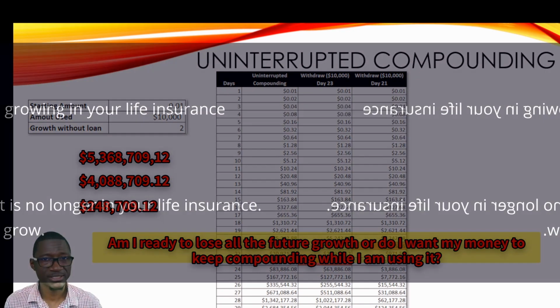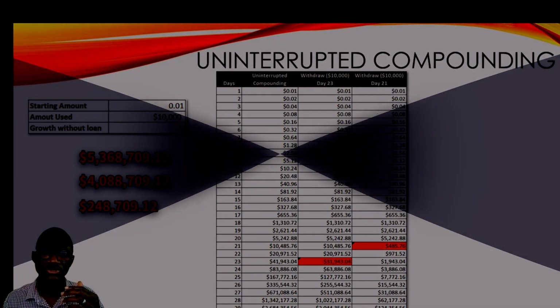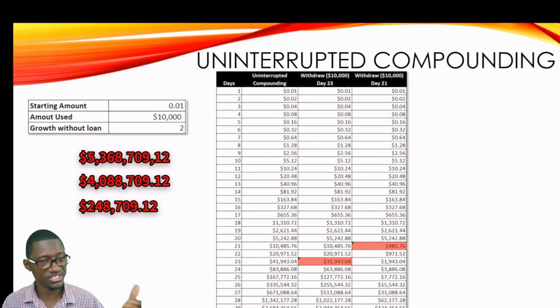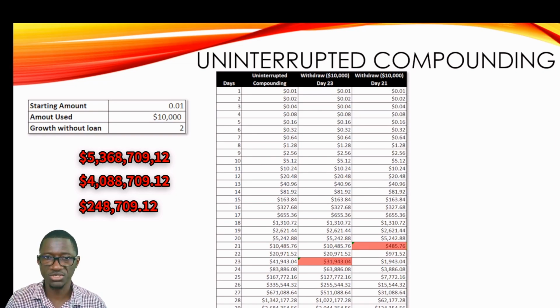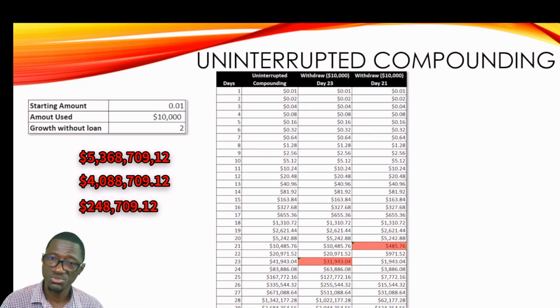If you want to keep compounding, take a loan. If you're ready to give up the future growth, withdraw. That's the bottom line. And you can decide to never repay the loan, but you need to keep an eye on how much the outstanding balance is growing and what the effect is on your cash value. You must also be mindful of the type of insurance that you use. If you use a participating whole life, the contract is guaranteed to never lapse as long as you pay the required premium. But if you use an indexed universal life, that's not the case. You don't have that guarantee.